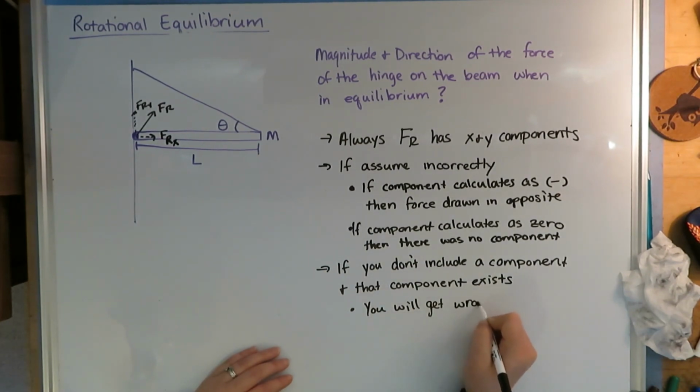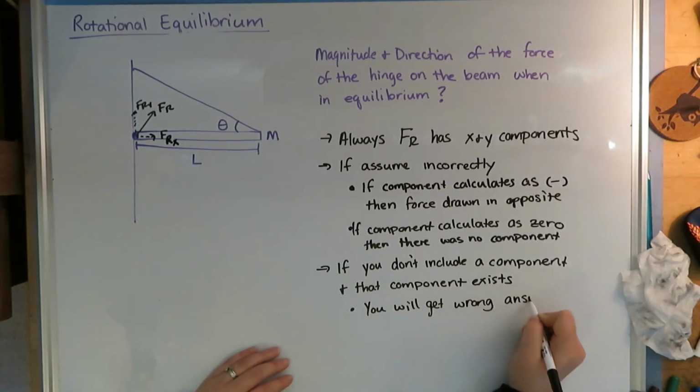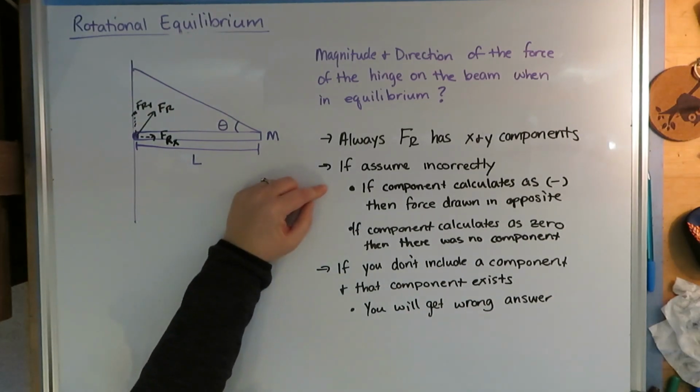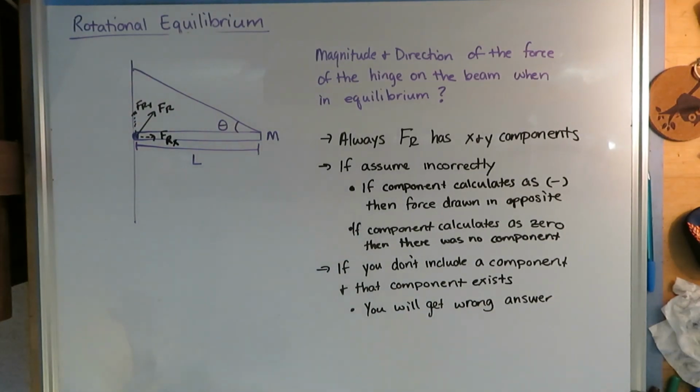I cannot stress that enough. So you have to assume that it always has 2 components, because if you don't, you will get a wrong answer. If you assume and it's not there, it'll just come out as 0 and it'll say, hey, you didn't actually need it. It calculates as a 0. But if you forget about it and it's there, you will get the wrong answer for all of your other values. Or maybe not all of your values, but a lot of your values. So that is kind of the first thing.